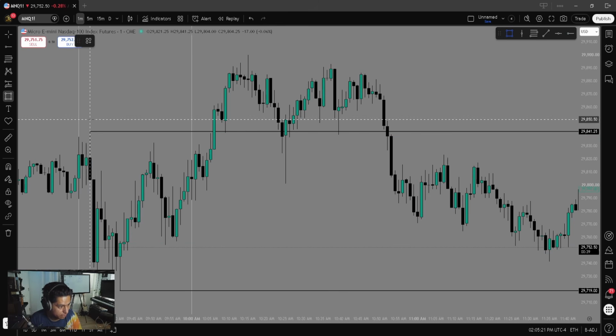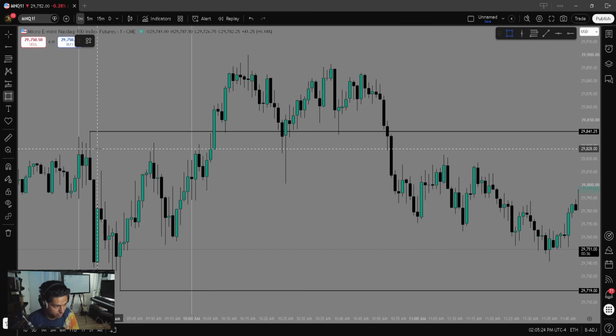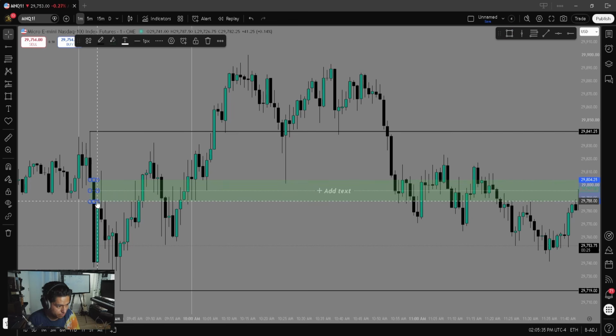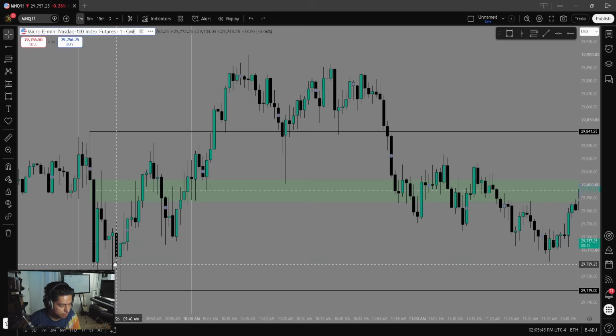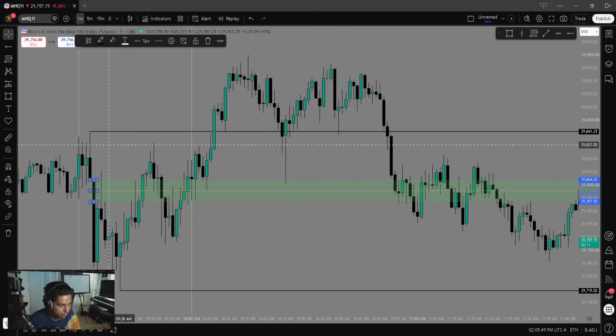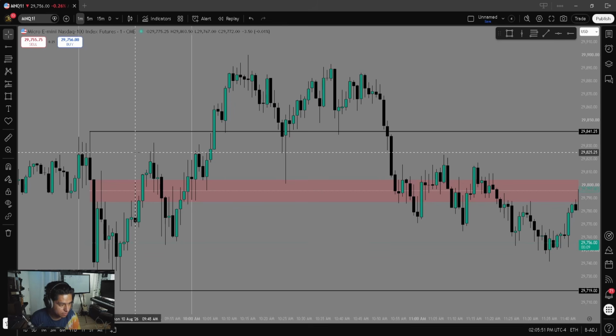So the fair value gap just contains 3 candlesticks. For example, is this one. Right? And then we have the second one that really goes with speed, leaving an imbalance right here. So the third candle would make this imbalance or gap right here. So we're going to change the color of this, and this would be a fair value gap.